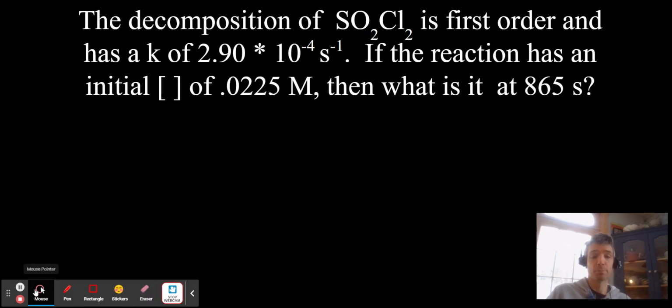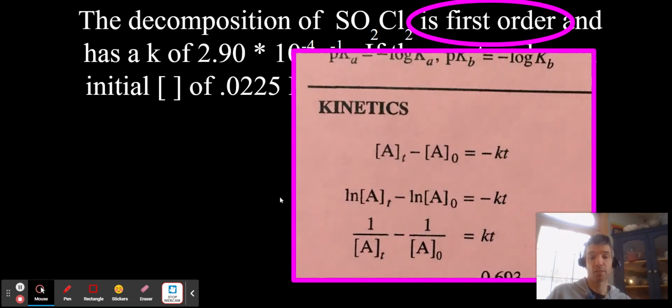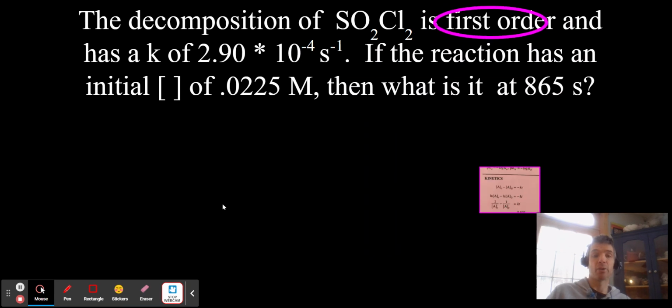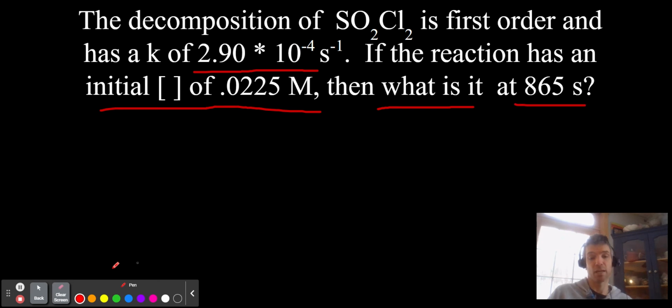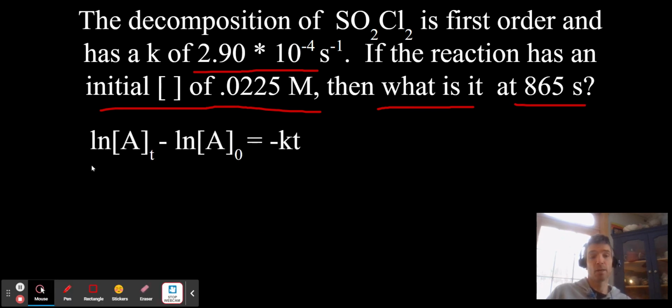All right, here we go. What's my order of reaction? It's first order. That means I'm using this equation, the natural log of the concentrations of A or X or whatever it is we're talking about. I'm going to read the problem. Ooh, this is my K value. Here's my initial. Then what is it? It's concentration. This is asking for concentration. Here's a time. So, since it's first order, this is what I'm going to use.